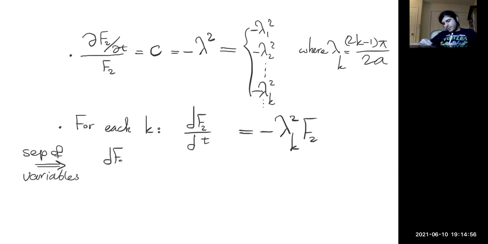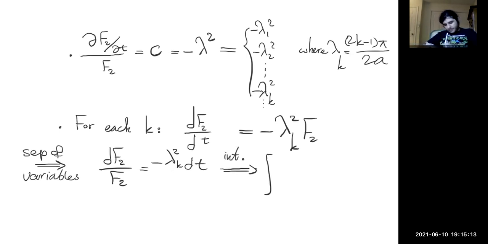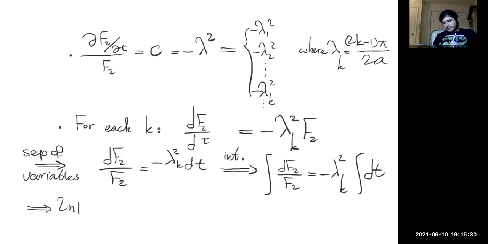So d f2 over f2 is equal to minus lambda k squared times dt. Now we integrate both sides. Integral of df2 over f2 is equal to minus lambda k squared, which is a constant, times the integral of dt. Now the left-hand side is ln of the absolute value of f2 of t plus a constant, equal to minus lambda k squared t plus a constant. Let's show the constant with e.